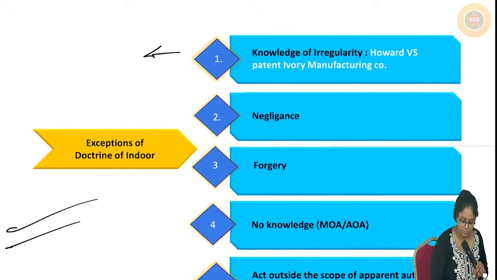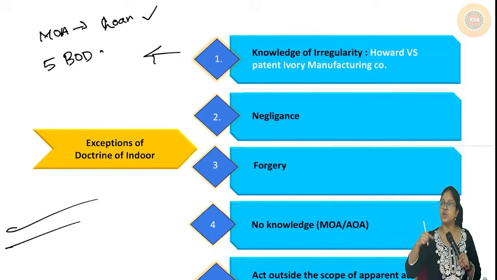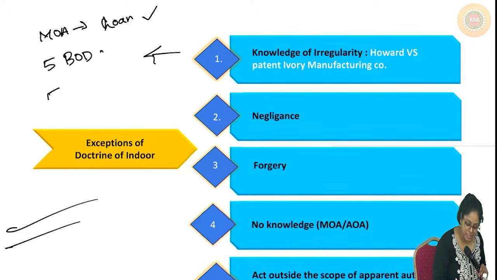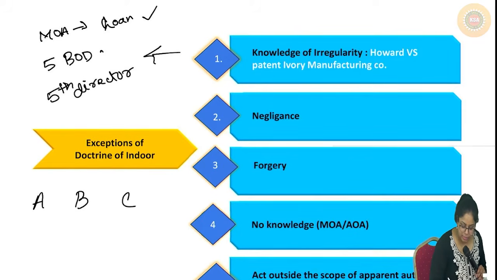For example, the MOA says that the company can take a loan. And suppose there are 5 board of directors in the company. Now who is going to give the loan to the company? The 5th director is going to give it. Are you able to understand the story, guys? There are 5 directors. A, B, C, D, E are the 5 directors.